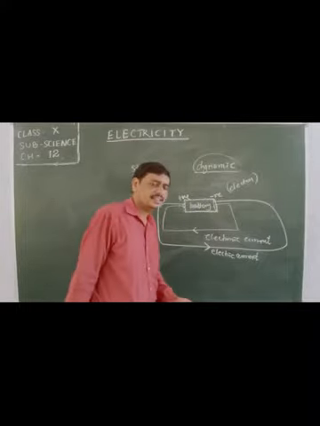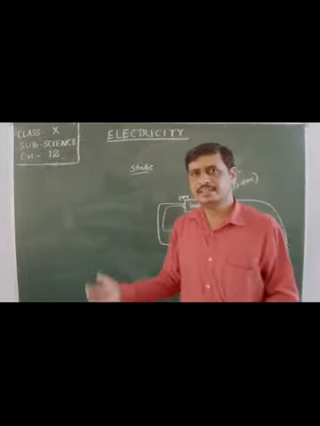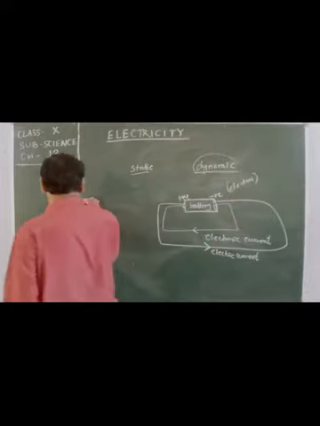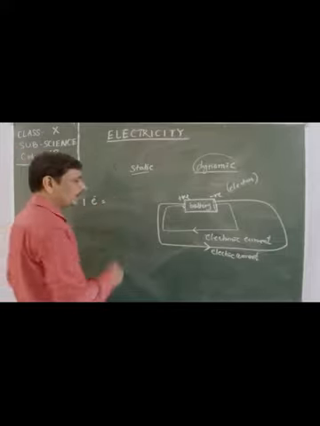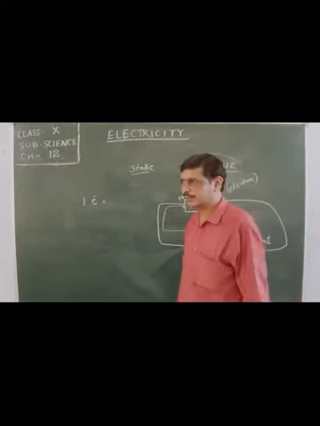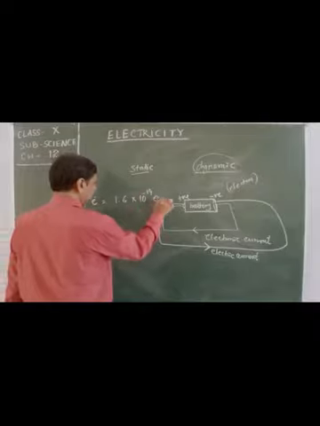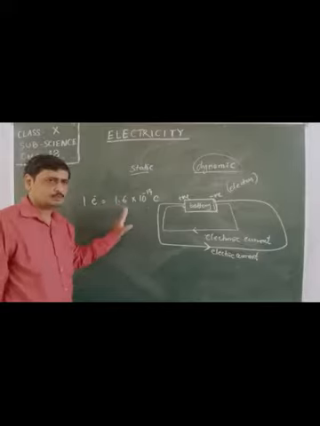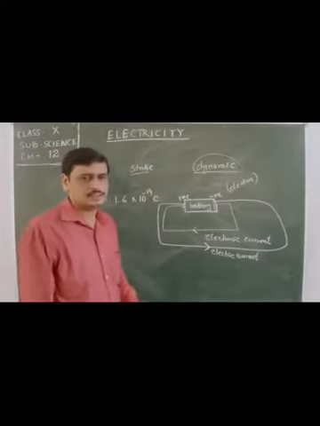Flowing of electrons is called charge. When electrons flow from one point to another point, we say it is charge. Each electron and each proton can carry some charge. One electron carries a charge of about 1.6 into 10 to the power minus 19 coulomb. Coulomb is the unit of charge. One electron or one proton both carry the same charge, that is 1.6 into 10 to the power minus 19 coulomb.